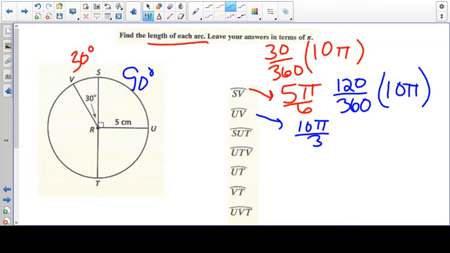SUT. So if I already know STU is 90, ST is going all the way through, has an endpoint on each side of the circle, and goes through the center. So that has to be the diameter. The diameter is always a semicircle. So it's always going to be, you guessed it, 180 degrees. So we're going to do this one over here. So I have 180 over 360 times 10 pi.